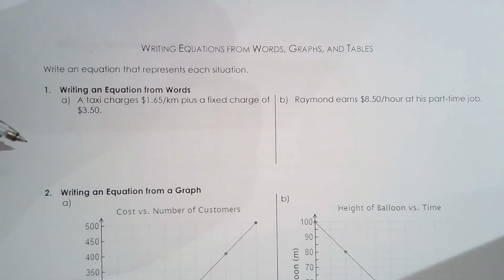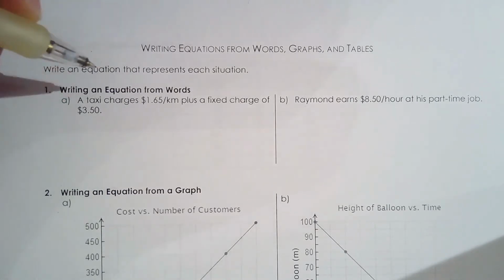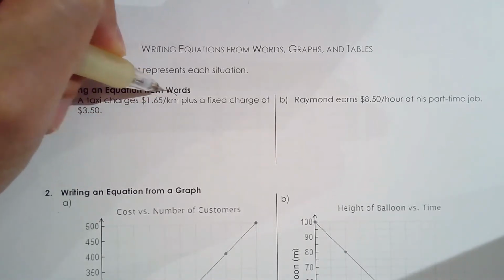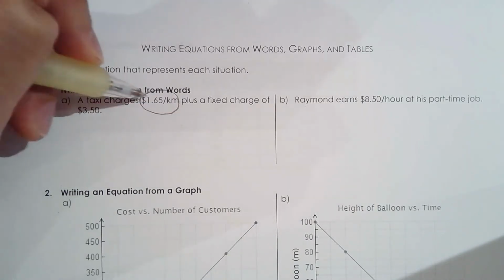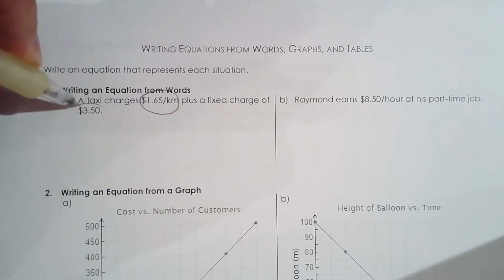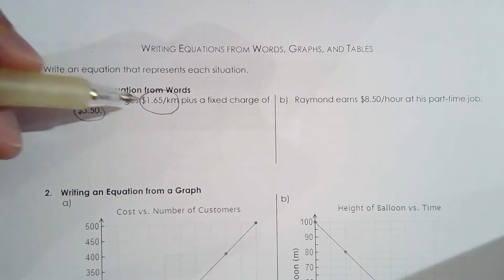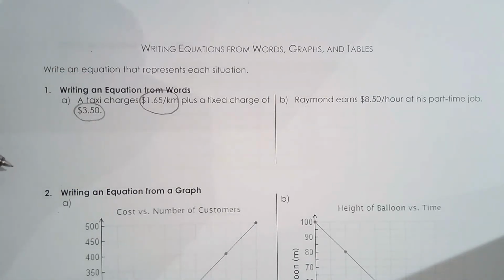Okay, so a taxi charges $1.65 per kilometer plus a fixed charge of $3.50. So there are two numbers here, $1.65 per kilometer and the 3.5. One of these numbers represents the rate of change and one of these numbers represents the initial value. Okay, so take your time and hopefully you get the right answer. I'll give you a hint. The units really give it away. It's very clear to me when I read the question which one has to be the rate of change.